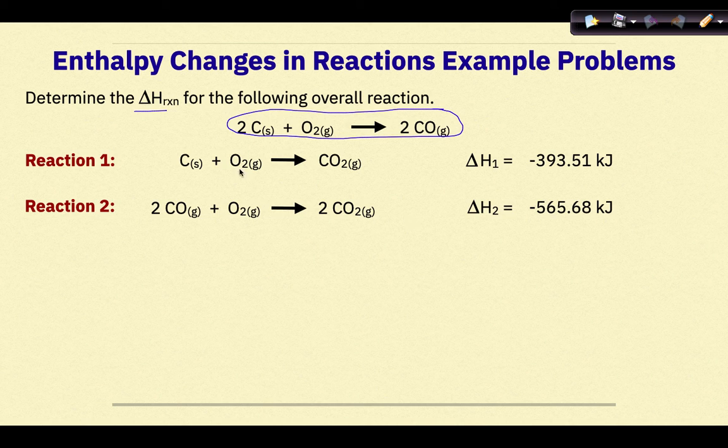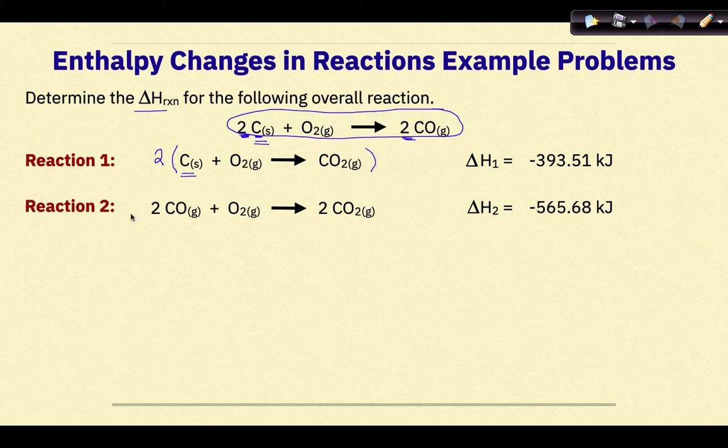So when I look at this, I can see that there's a coefficient of 2 in front of this carbon. That means I need to multiply everything in reaction 1 by 2. Everything here. So I'm going to multiply everything in reaction 1 by 2. Now I don't need to flip it, and the reason why I don't need to flip this around is because this C is a reactant and the C is a reactant right here.